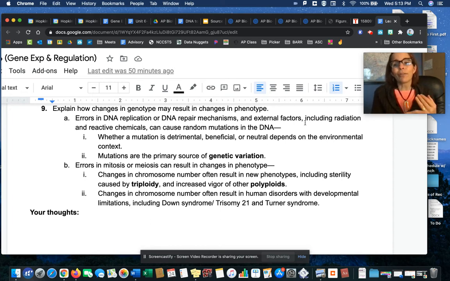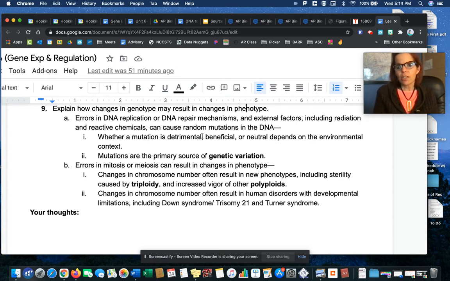External factors like radiation, ultraviolet radiation can cause thymine dimers, where the thymines bond with each other and create a bump in the DNA. Or nuclear radiation, God forbid, creates enormous mutations throughout the body, not just in the skin like ultraviolet radiation. Even exposure to chemicals. Cigarettes, for example, are full of chemicals that create mutations in our DNA.